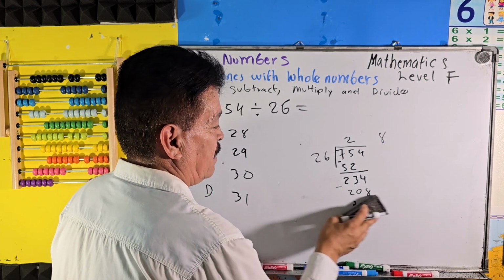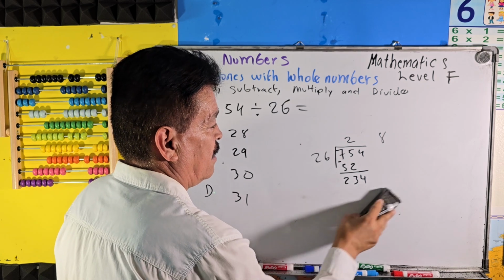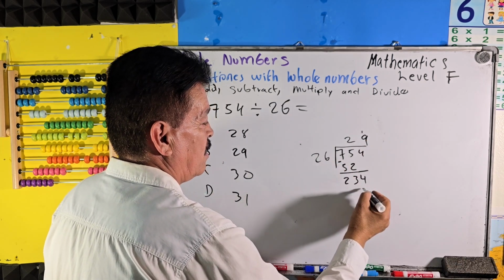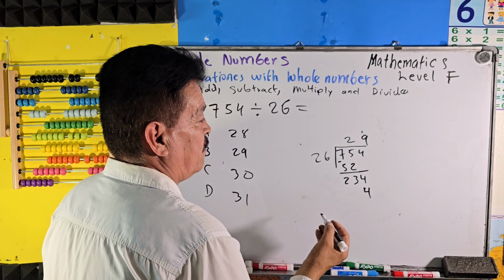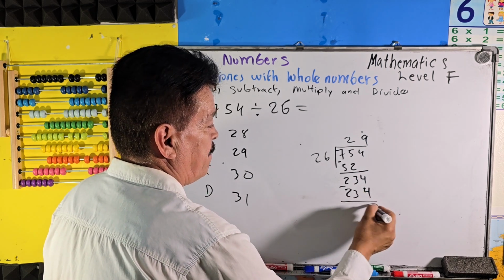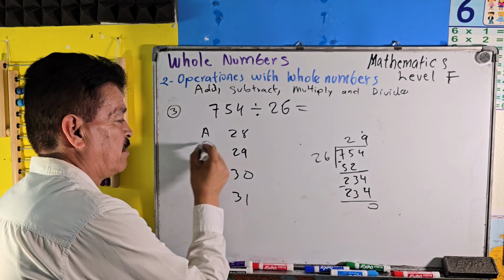No, it's nine. So it is nine. Let's see. 9 times 6, 54, and then 5, 23. See, 29 is the right answer.